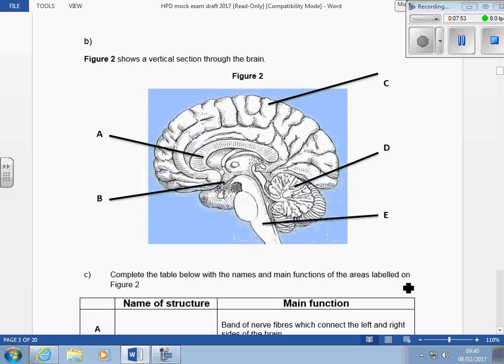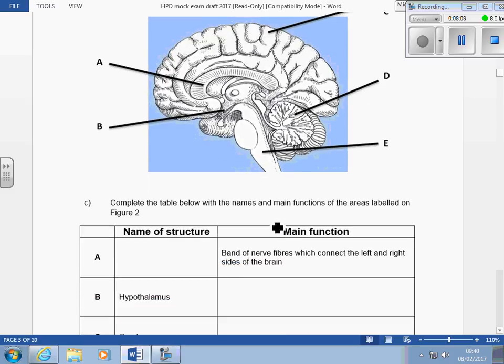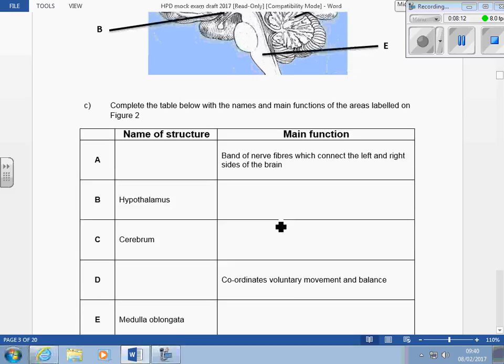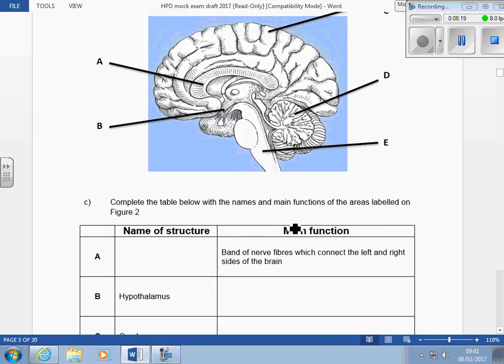Right. The second part of this question then is section through the brain. And we've got a table down here with names and functions, some of which I've given you, others to be filled in. So we'll be up and down a bit here. So part A is a band of nerve fibres that connect the right and left sides, and it's called? Oh, we've got a nice chorus of corpus callosum. Oh, great.